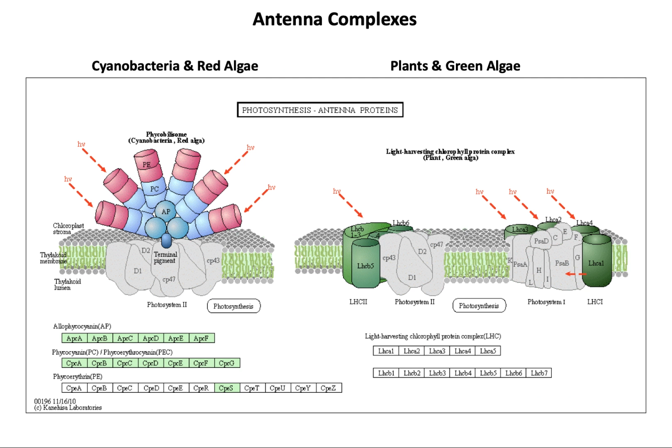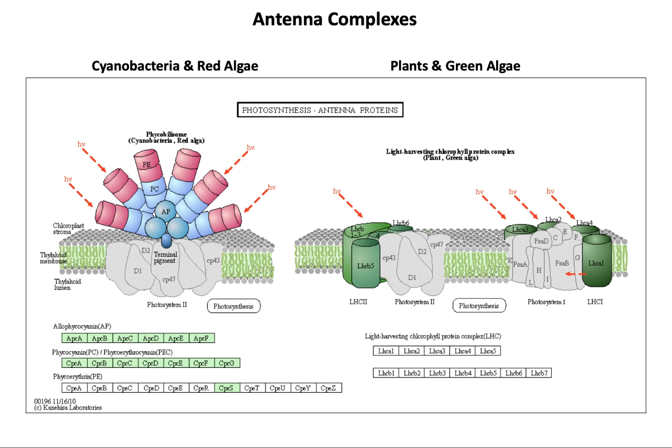Here are some diagrams of the antenna complexes for cyanobacteria and red algae on the left, and for plants and green algae on the right. So on the left, you have a phycobilisome in the middle of the photosystem, in this case photosystem 2. And there are phycocyanins and phycoerythrins, which react with the photons and then excite electrons and move those electrons down towards the reaction center in photosystem 2.